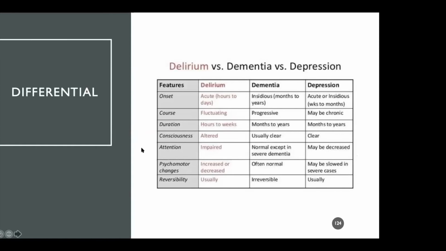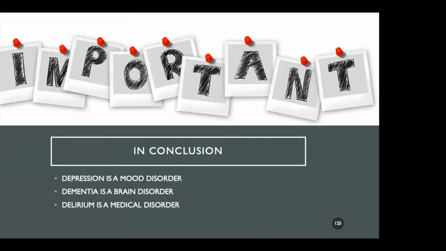Again, I'm ending with the slide we began with. I know we were a little rushed on the depression, but I'm hoping that you now know the difference between delirium, dementia, and depression. My next slide is what I'd like to conclude with: depression is a mood disorder. In DSM-5, it's considered a mood disorder. Dementia is a brain disorder. In DSM-5, it's considered neurological. And delirium is a medical disorder.